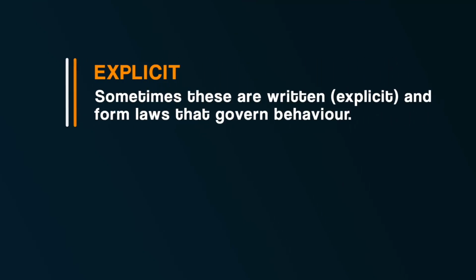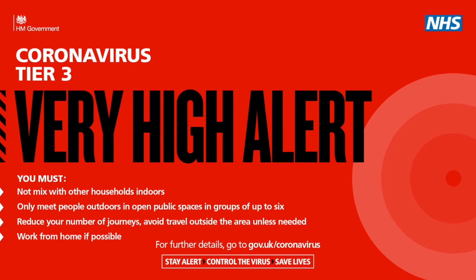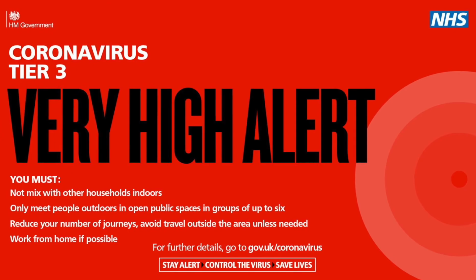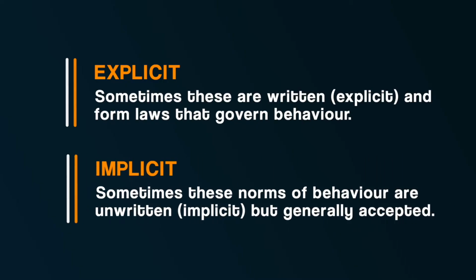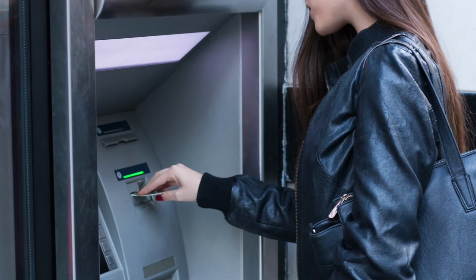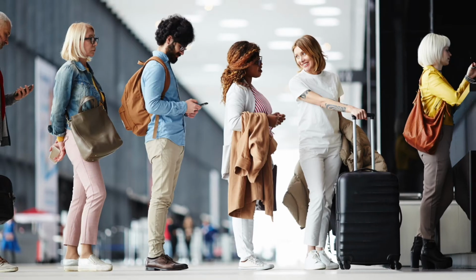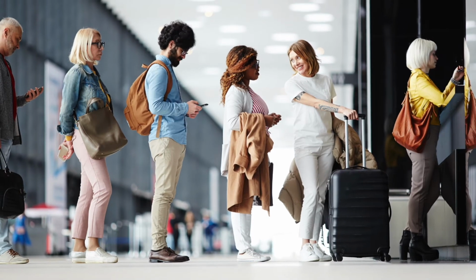These expectations can be explicit. Sometimes these are written, explicit, and form laws that govern behaviour. For example, the COVID pandemic included restrictions on how many people you could meet with. Sometimes it's implicit. Sometimes these norms of behaviour are unwritten. They're implicit, but generally accepted. For example, not standing too near to someone at the cash machine, or joining an orderly queue rather than skipping to the front. Let's look at a few other examples.